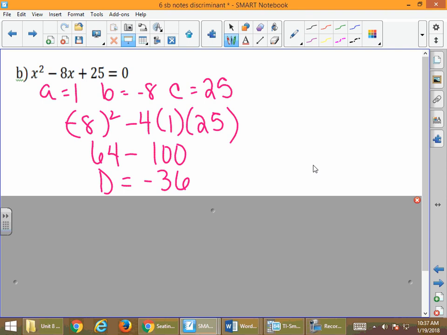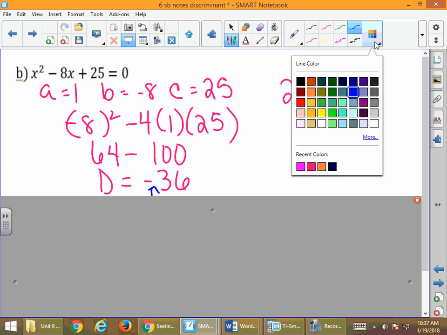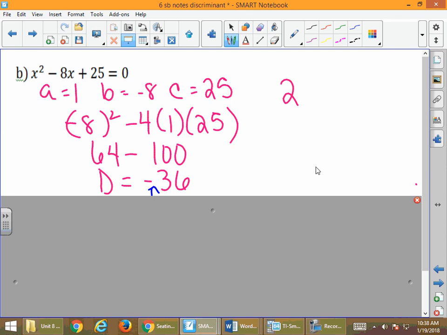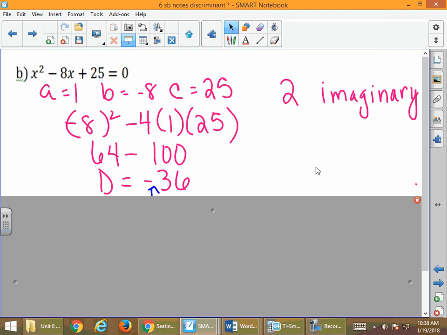How many answers are we going to get? We're going to get 2. And this one is negative. I draw my arrow here to the negative. It's going to be a negative. What kind, then, are those going to be? It's going to be imaginary. Overall, I think that these are fairly easy to remember. The hardest part is imaginary and irrational, because they both start with I.